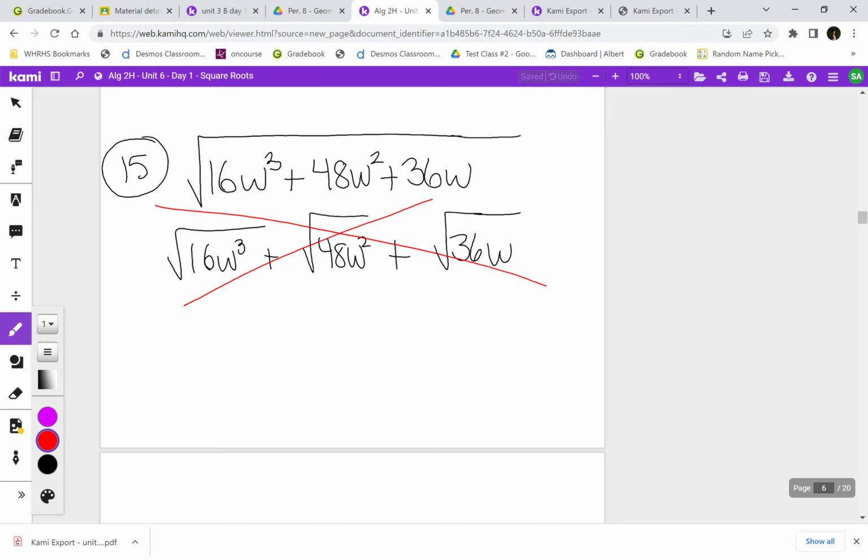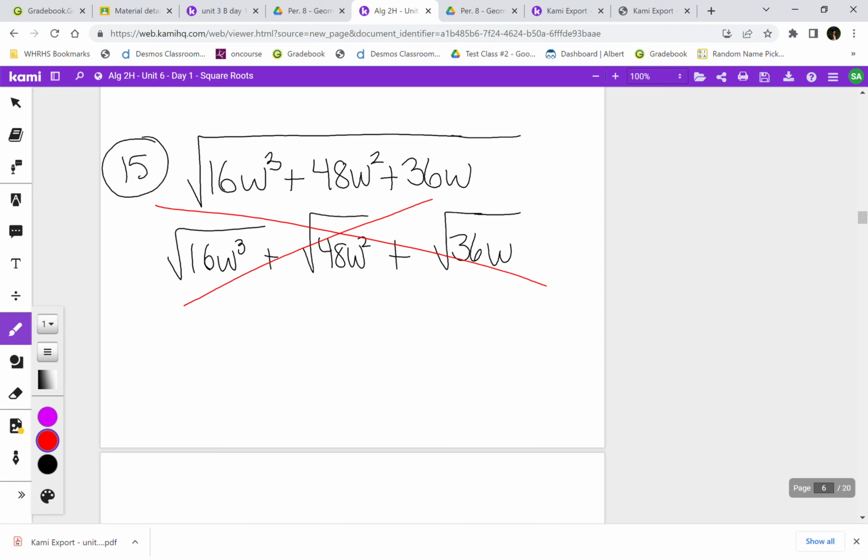Can I split it through multiplication? Yeah, if it were multiplication instead of addition between those, we could absolutely split it. I cannot split it through addition. So now I'm going to go back to what Vanya said. He said, well, there is a GCF, and that's where we're going to start. What is our GCF?